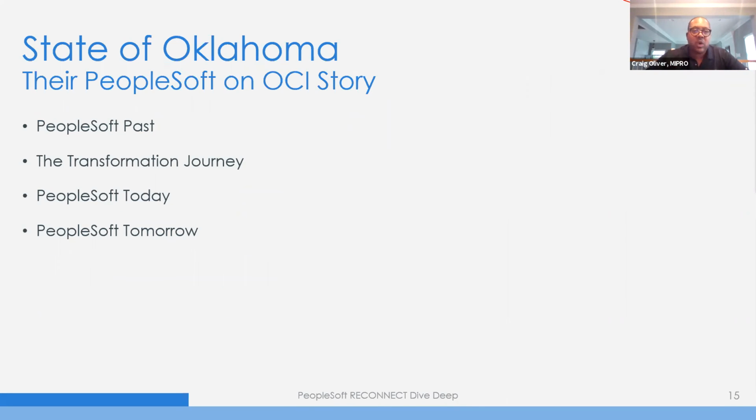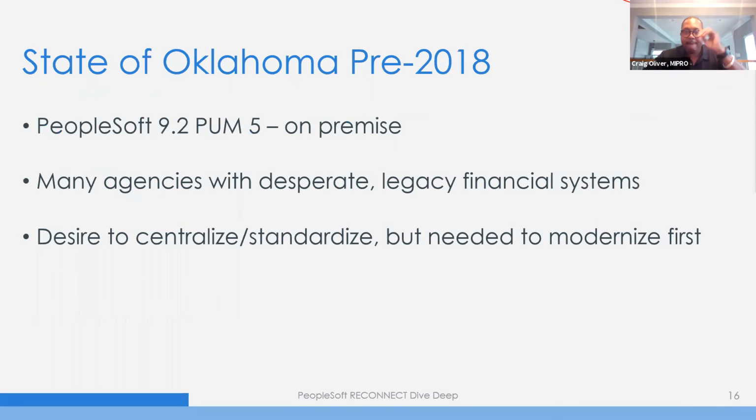So as we go through the story, we're going to talk a little bit about the past and where they were, the journey for the transformation, where they are today, and how we see PeopleSoft working for them in the near future, as we touch on these points throughout the presentation. Next slide. So again, as I mentioned earlier, pre-2018, the state of Oklahoma was kind of in a bad spot.